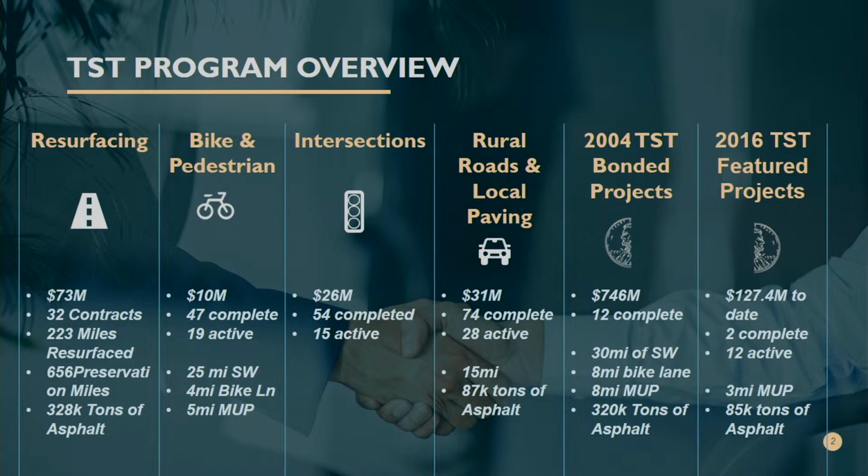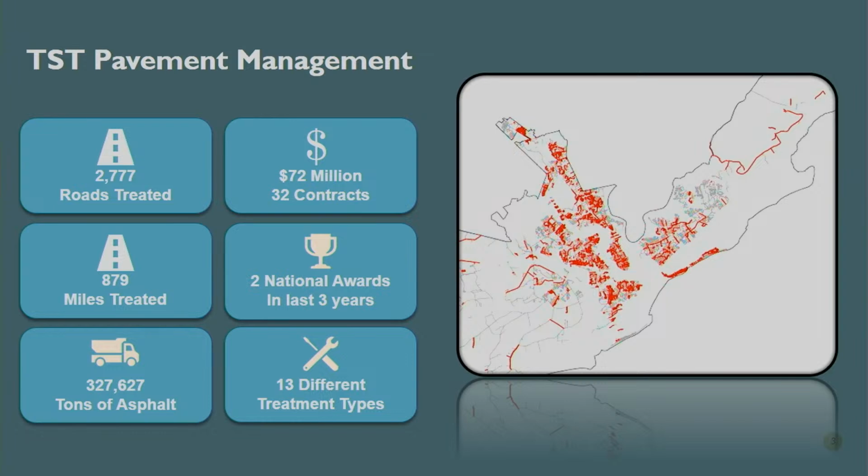Moving on, we're going to run through these different categories. The first one is what we call our pavement management or our resurfacing program. We're well known in the Southeast as one of the top pavement management programs. We've received 2 national awards in the last 3 years for our program. You can see the amount of roads that we have treated, just under 880 miles. That's about half the roads in the county that we have treated as part of this program.